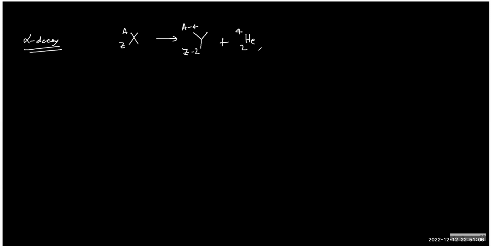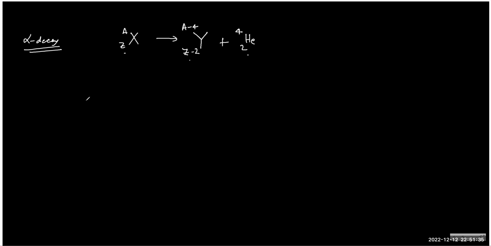In every nuclear reaction, we conserve mass number and charge. So below is the charge conservation: Z minus 2, so we must have plus 2 for the alpha. A minus 4, so we must have 4. So in alpha decay, this is the reaction: A minus 4, Z minus 2. I hope this is clear.